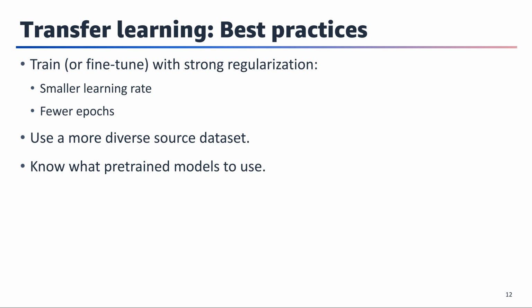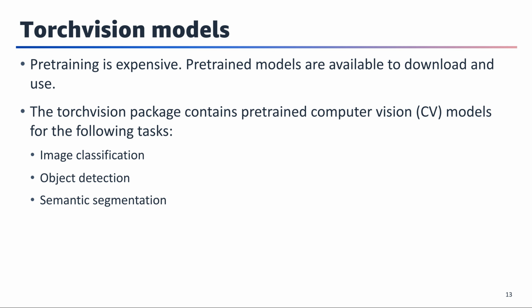Usually, training under transfer learning conditions is done with strong regularization, such as a smaller learning rate and fewer epochs. The more samples that are in the source dataset, the better it can prepare the model for different use cases. It's important to be familiar with the pre-trained models that are available because they each have different properties. Pre-training is usually expensive. A common practice is to download a previously trained model and use it for transfer learning.